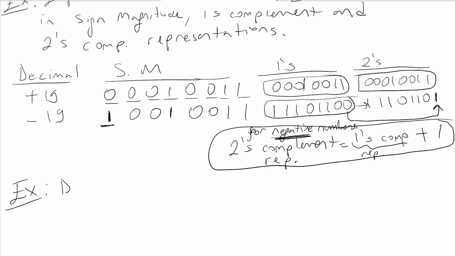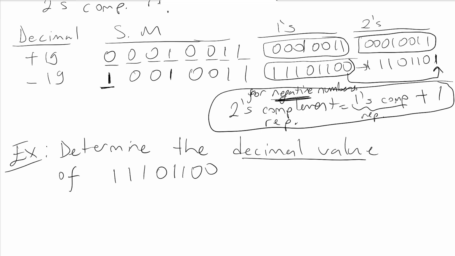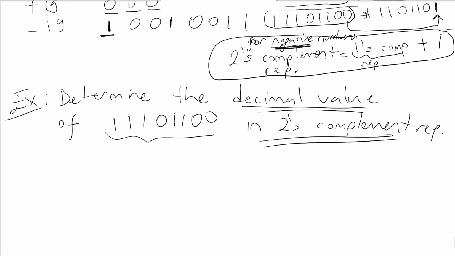So I will say determine the decimal value of this number 1 1 1 0 1 1 0 0. So what is the decimal value of this number? When I ask this, you should be asking me in which representation this number is represented. The question is missing in what representation this number is given. So I will say this number is given in twos complement, because if I don't say, you cannot determine the decimal number.